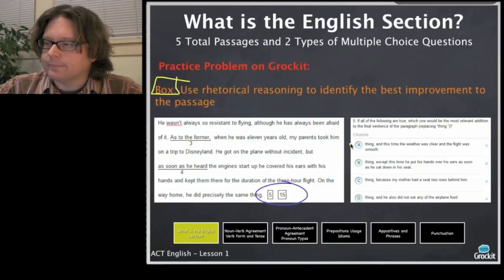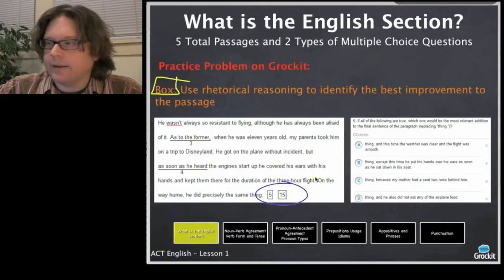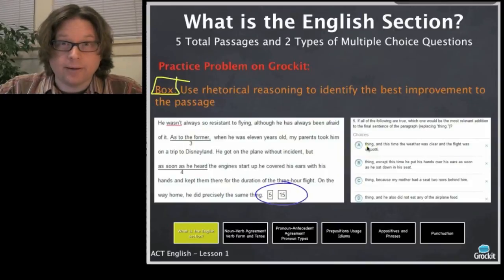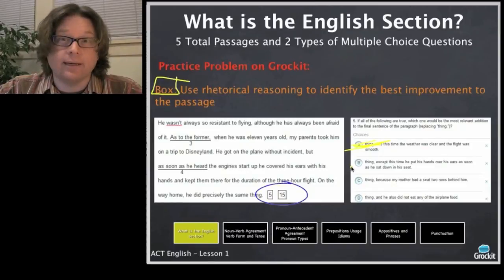So, he did precisely the same thing, and this time the weather was clear and the flight was smooth. So this time the weather was clear and the flight was smooth implies an opposition to perhaps the weather not being clear and the flight not being smooth. But there's nothing like that in the passage we just read. So while A is totally grammatically correct, it's completely contrary to what the passage is about, so this can't be right. On the way home he did precisely the same thing, except this time he put his hands over his ears as soon as he sat down in his seat.